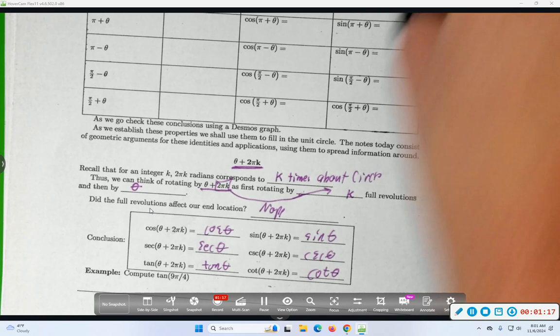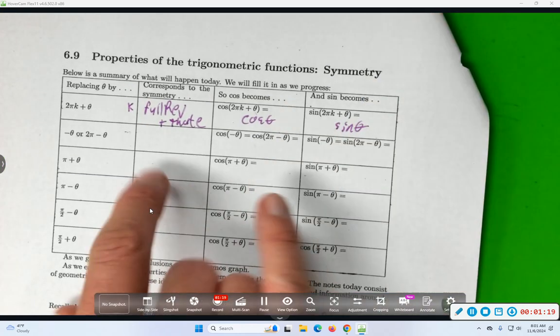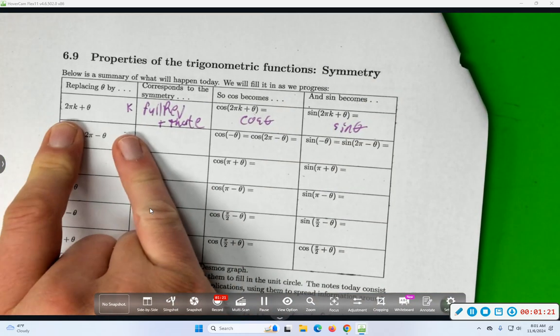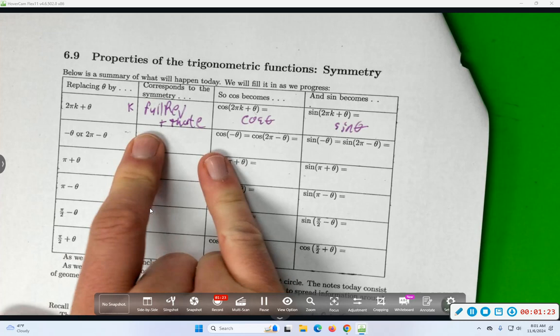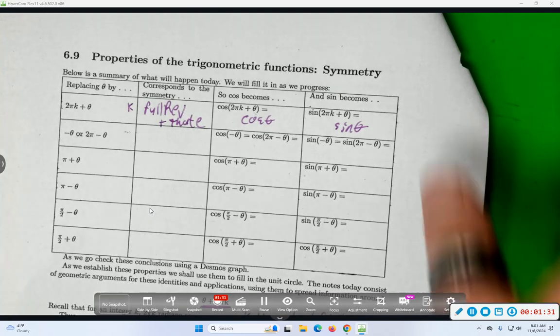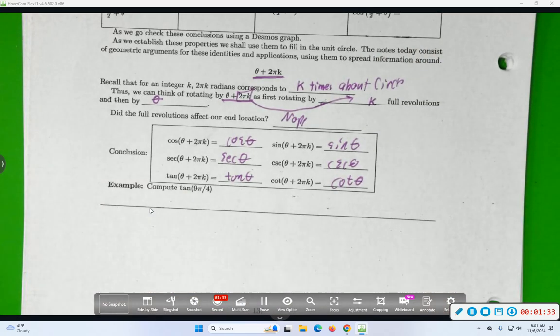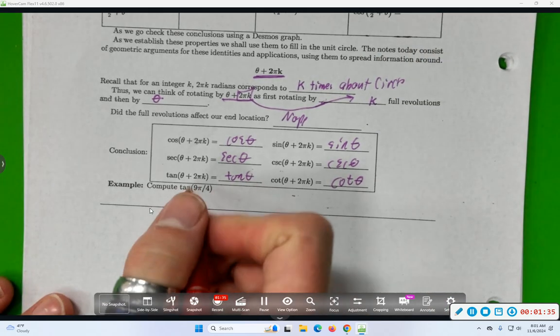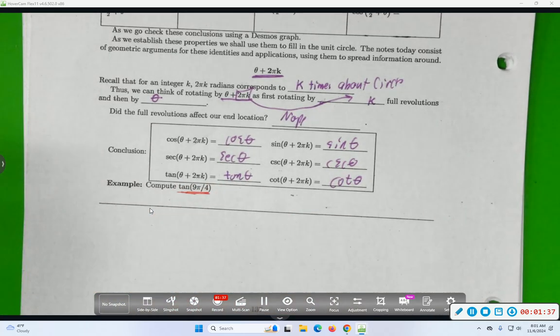And maybe as a reminder, we talked through what happens when you add 2 pi k to an angle. That 2 pi k just corresponds to a full revolution. Full revolutions don't change sine or cosine. Sine and cosine don't care about plus 2 pi k. And maybe let's use that to do a quick application. Without using your calculator, using only your unit circle, let's compute the tangent of 9 pi over 4 using this idea.